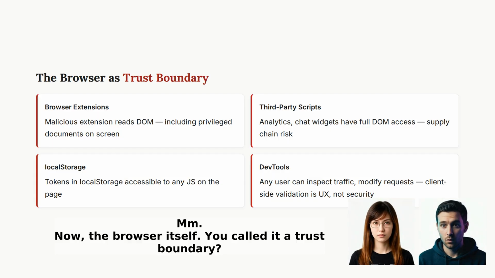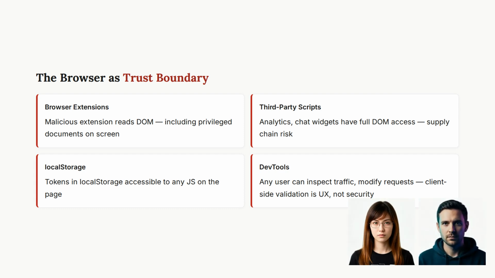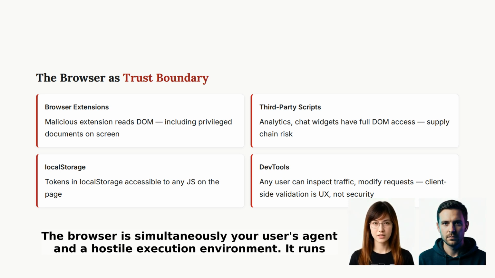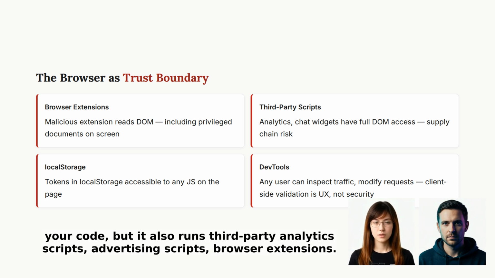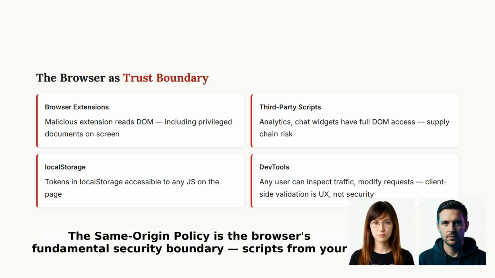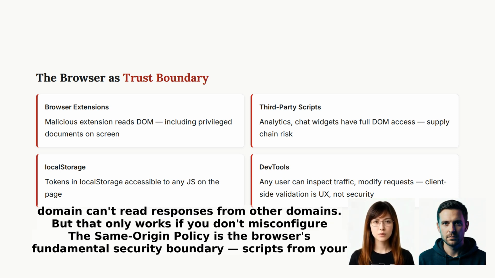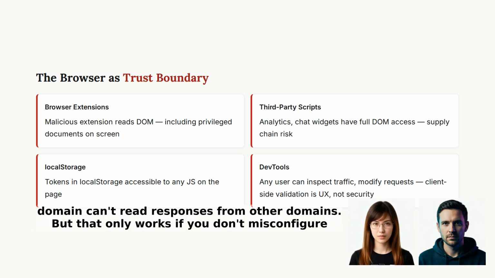Ugh. Now, the browser itself. You called it a trust boundary. The browser is simultaneously your user's agent and a hostile execution environment. It runs your code, but it also runs third-party analytics scripts, advertising scripts, browser extensions. The same origin policy is the browser's fundamental security boundary. Scripts from your domain can't read responses from other domains.